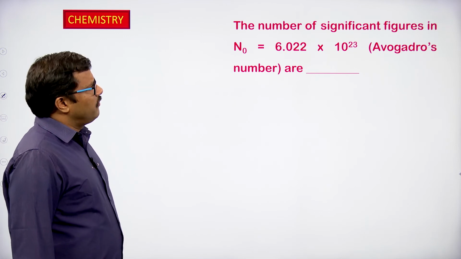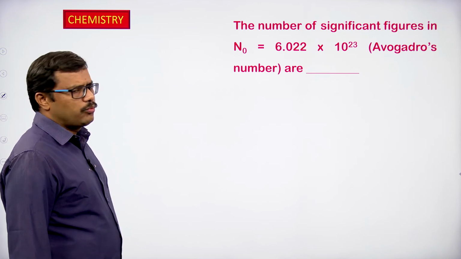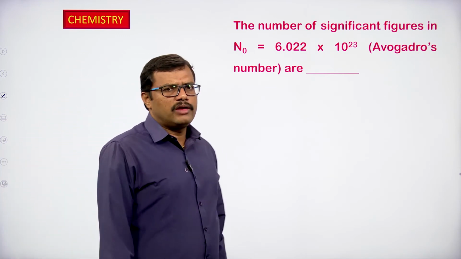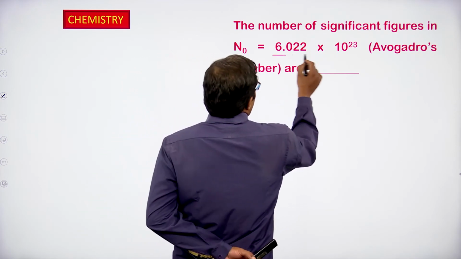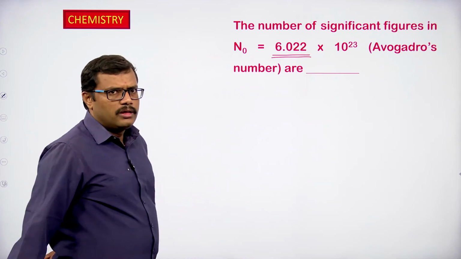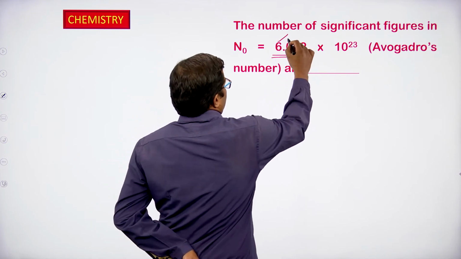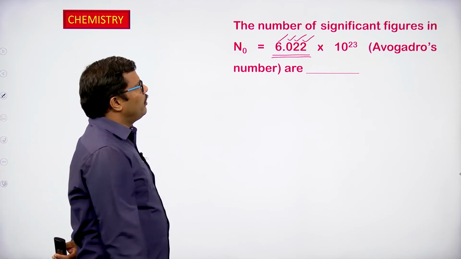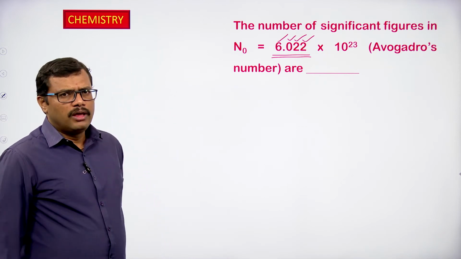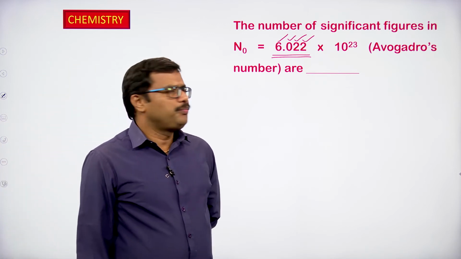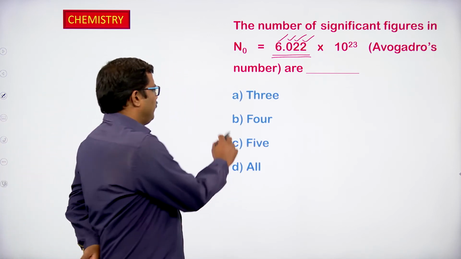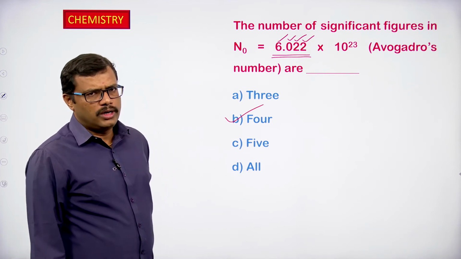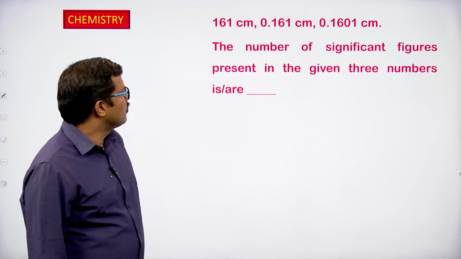The number of significant figures in the Avogadro number 6.022 into 10 to the power of 23: how many significant figures do we have? We have the number 6.022. The 0 is present between the non-zero digits, so that 0 is also counted as significant. In this particular number, we have 4 significant figures. So, 4 significant figures are available in the Avogadro number.